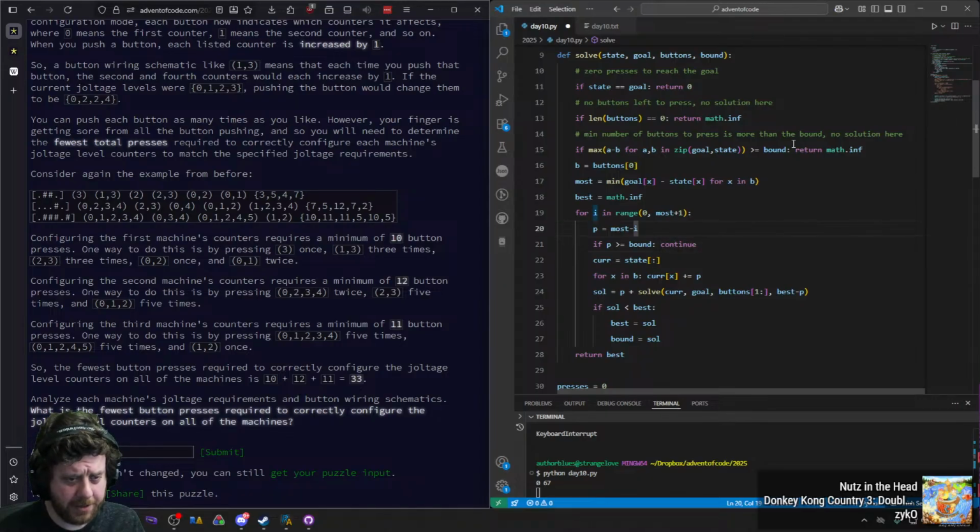This is the number of presses we're trying. If that number of presses is larger than the bound, then we skip this case. Otherwise, we build the case we would reach by pressing the number of buttons that time, and then we say, solve for the state that we reach with one less button available, and we place this bound on ourselves. Best minus P. So best is the best I've seen, minus the number of presses I'm making to get there.